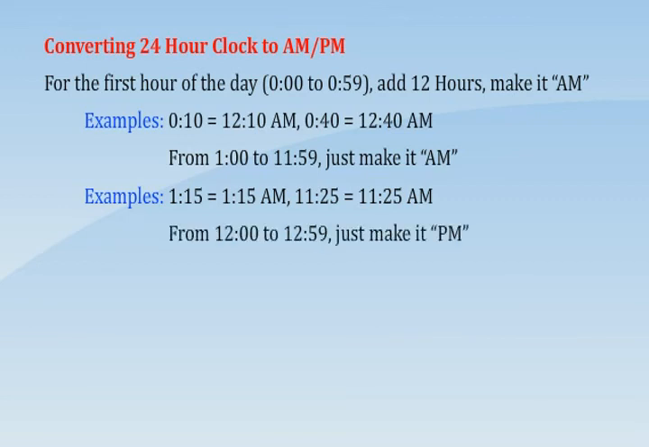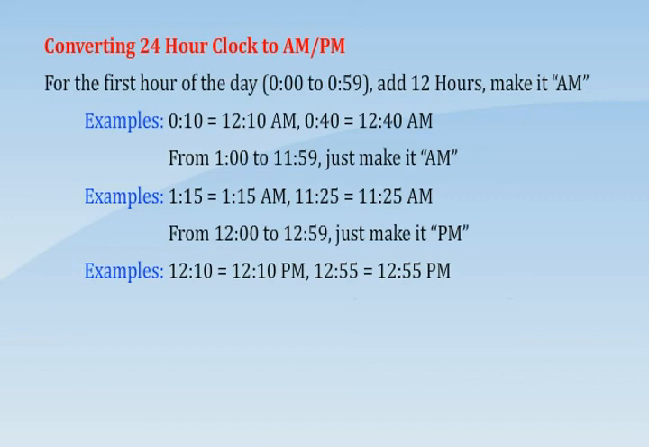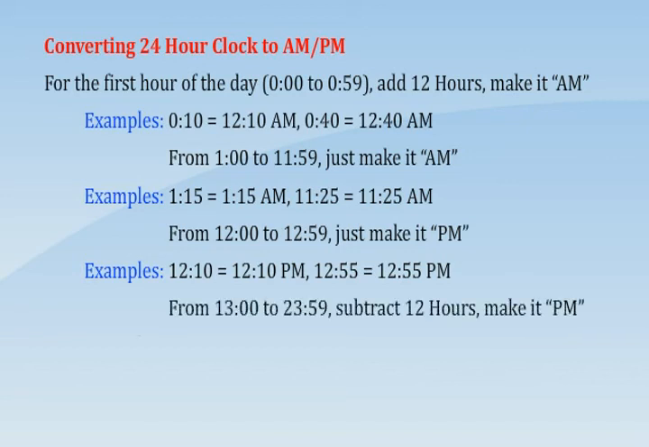From 12 to 12:59, just make it PM. Examples: 12.10 is equal to 12:10 PM. 12.55 is equal to 12:55 PM. From 13 to 23.59, subtract 12 hours and make it PM. Examples: 14.55 is equal to 2:55 PM. 23.30 is equal to 11:30 PM.